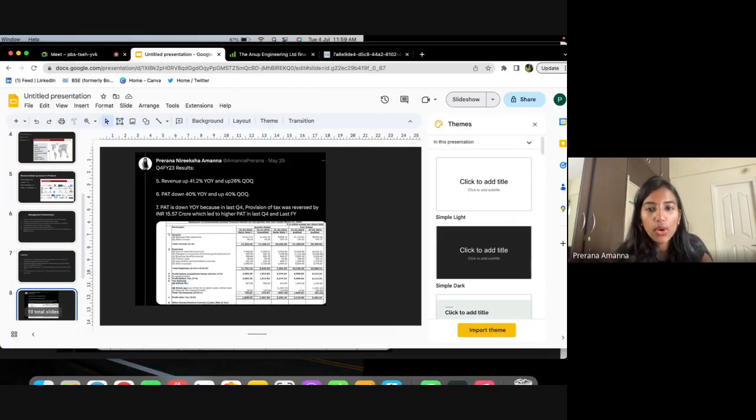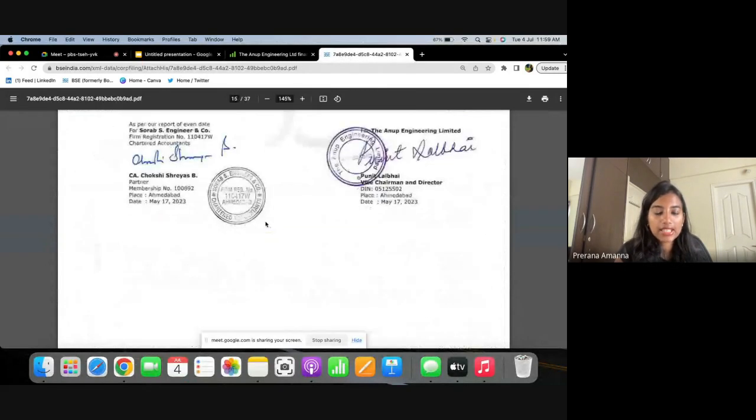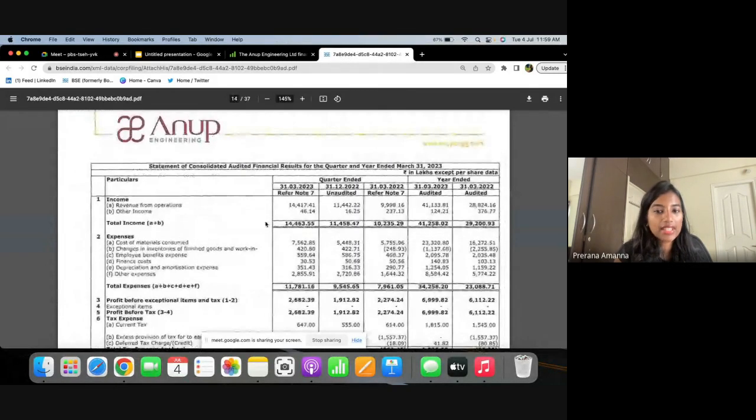So let's now go and see the result. This is the entire business model, the capex and the management's outlook. Let us see how the company has done in Q4 FY23, and whether the numbers match. This is consolidated. If you see here, the revenue has increased both on a year-on-year basis as well as quarter-on-quarter basis. On a year-on-year basis it has increased by 41.2%, and on a QoQ basis it has increased by 26%, right?